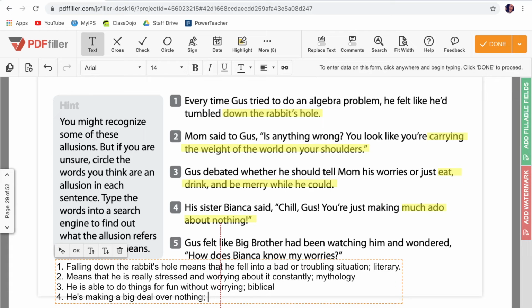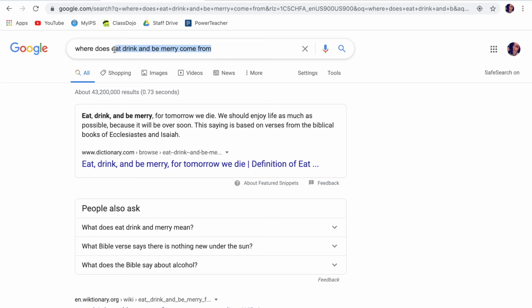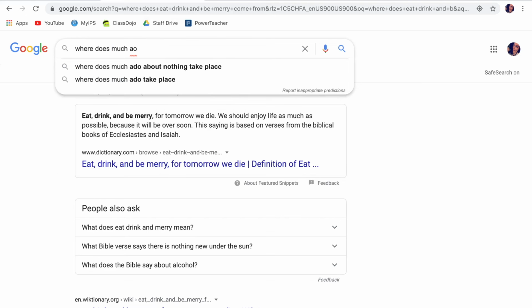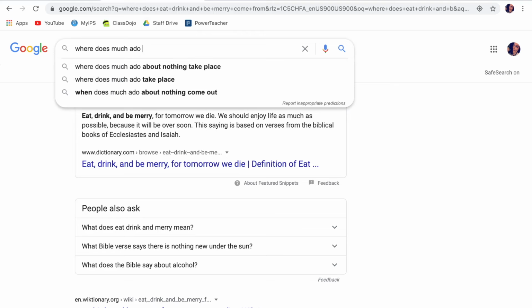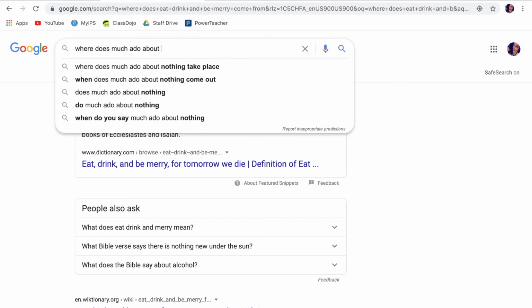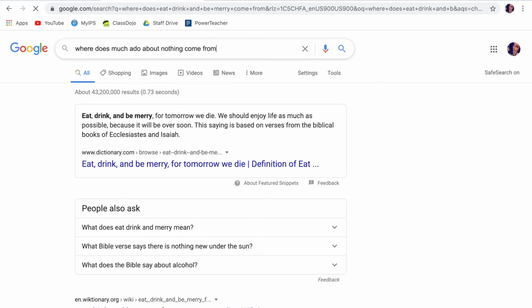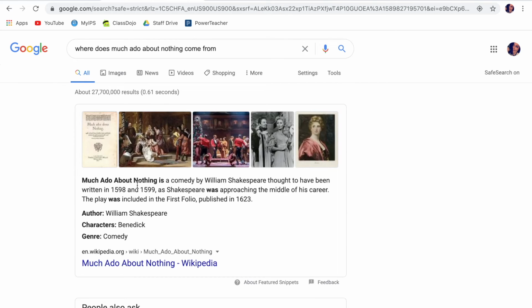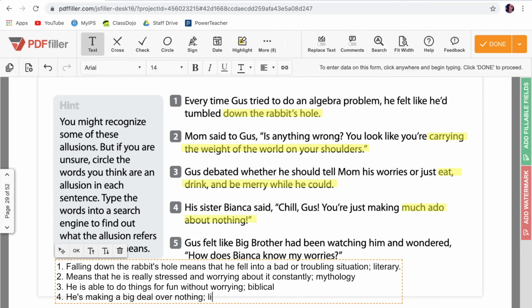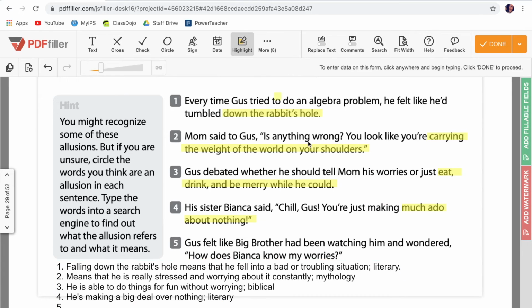Now, what does that come from? So we would say, what does much ado about nothing come from? Well, Much Ado About Nothing is a comedy by William Shakespeare. It was written, so we know it is a literary allusion. Now let's take a look at our last one. It says, Gus felt like Big Brother had been watching him and wondered, how does Bianca know my worries? So, Big Brother is our allusion here.